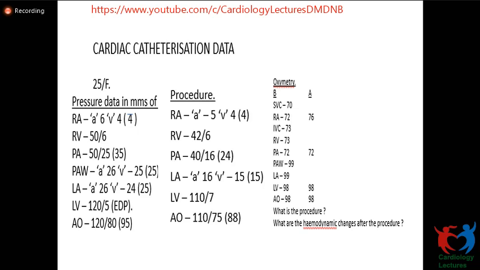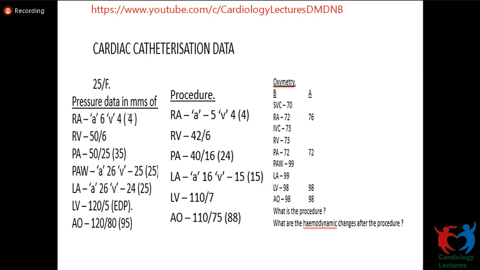Then some procedure has been done. Yes, sir. After the procedure, RA pressure is 5. RV pressure systolic 42, diastolic 6. What has happened? There is a slight reduction, 8 millimeters. Pulmonary artery pressure systolic 40 and diastolic is 16. There is a reduction in systolic of about 10 and diastolic about 9 millimeters. And mean pressure also fell by about 11.